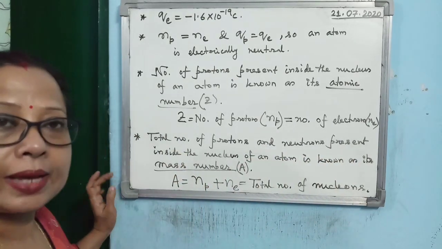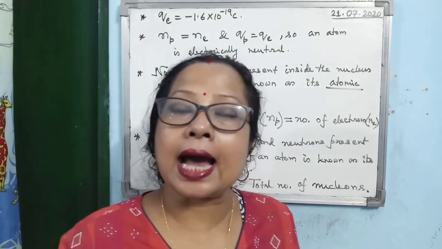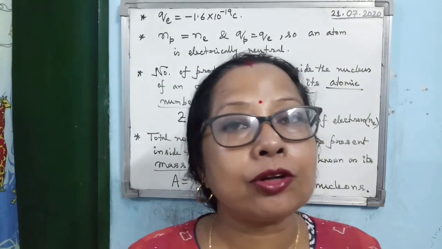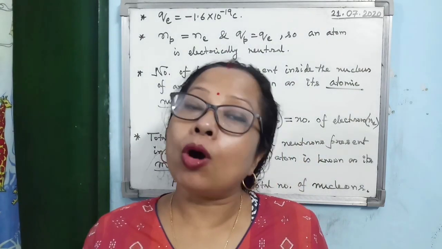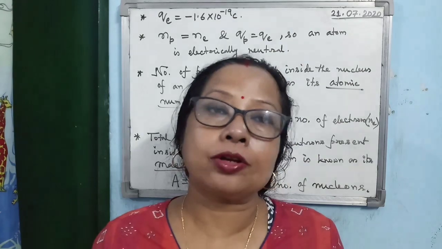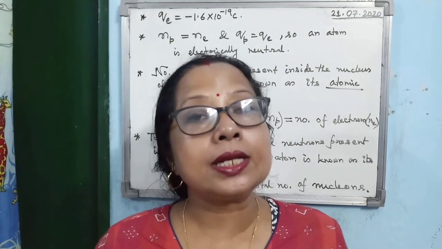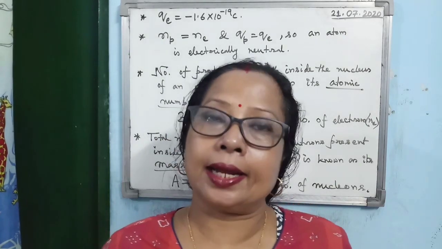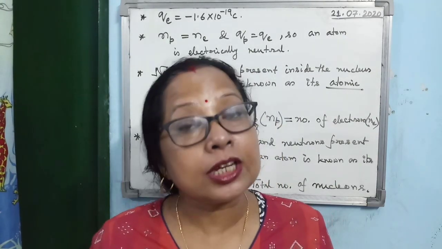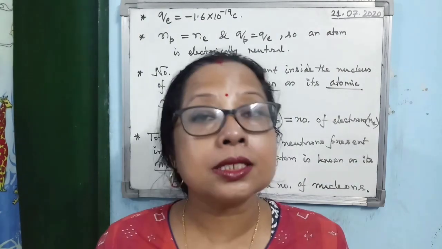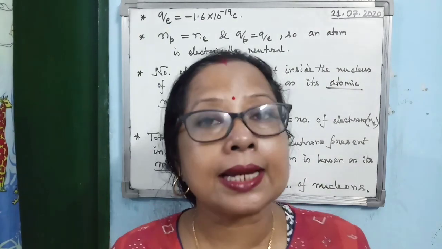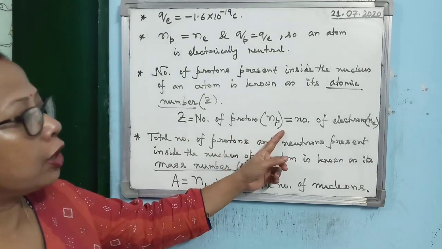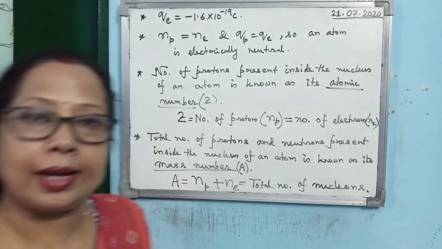But remember, it should be an atom, because if it is an ion, you know what happens: it will have either an excess number of electrons than the normal number, or a deficiency of electrons than the normal. If it has an excess number of electrons, it becomes a negatively charged ion. If it has a deficiency of electrons, it is known as a positively charged ion. So if it is an atom, then only you can write that Z is equal to number of protons equal to number of electrons.